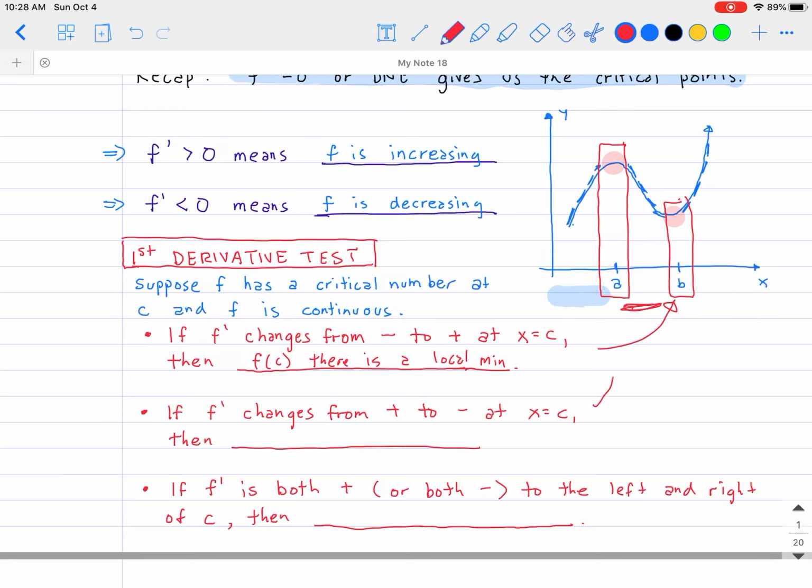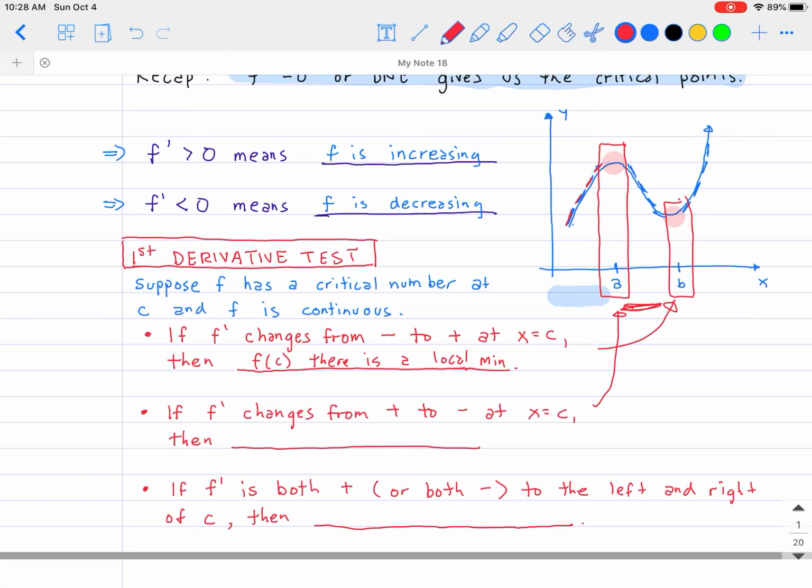Yeah, that's what's happening there. Now, for the second case, that's looking at what's happening over here at A. Notice that if f prime is changing from positive to negative at x equals c, then what happens afterwards?